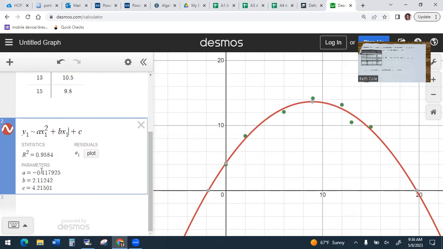Y equals negative 0.1. Do you see where I'm getting that from? X squared plus 2.1 X plus 4.2. Do you see where I just got those numbers from? Okay. It should look like this on your paper.